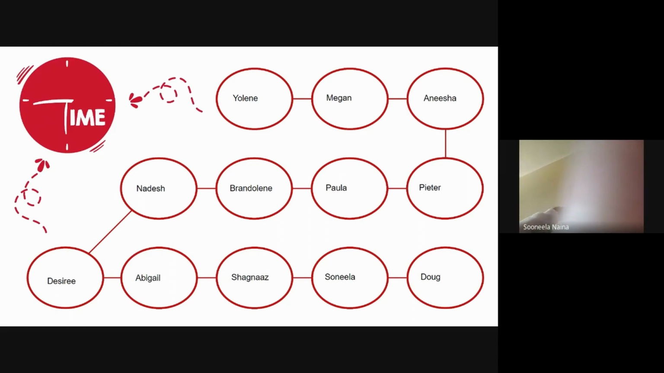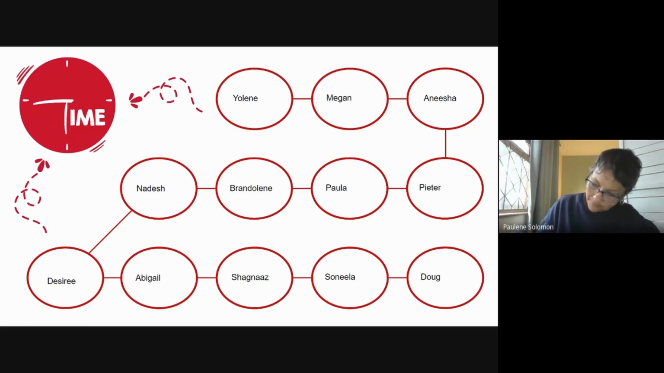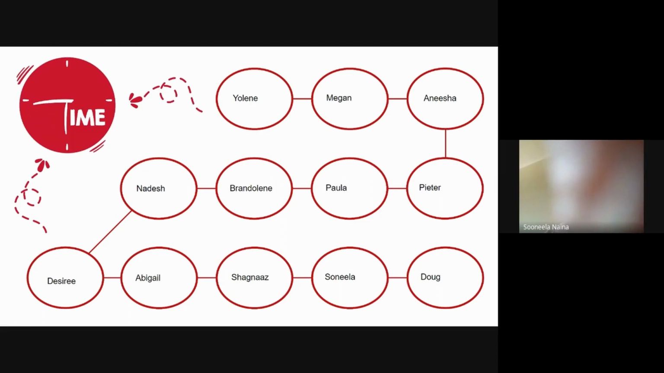Because the one school has four classes each of grade R and grade one, and the other school has just one each, we have one session per group per week. So that limits us with time. We've got to cover the week's activities in that one session, about an hour. How do you do it?